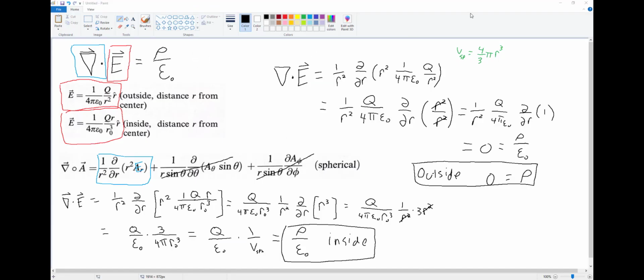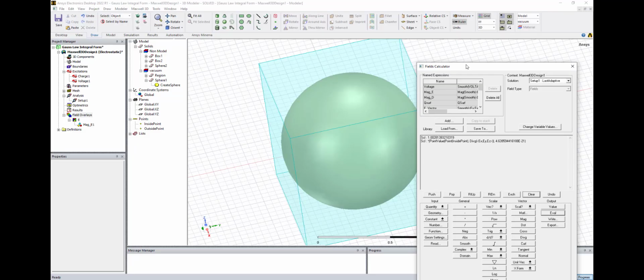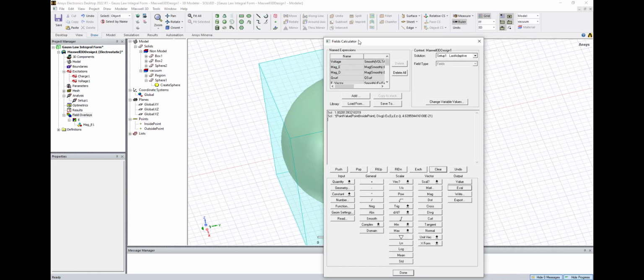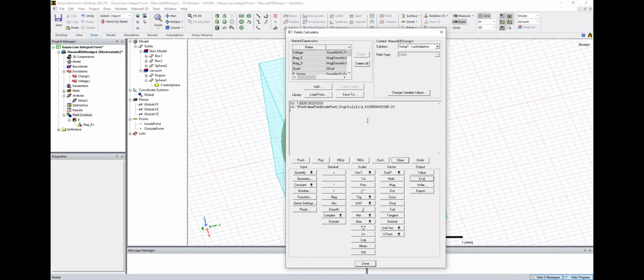So what we've done is we went through an analytical derivation of Maxwell's first law, Gauss's law, for a very simple case where we have the electric field defined due to a charged sphere, both inside and out. We came up with these two different values, 0 outside and rho divided by epsilon naught for inside. And then we went through the fields calculator and ran a numerical verification of similar points, a point inside the sphere as well as outside, and we were able to show that we were able to validate Gauss's law.